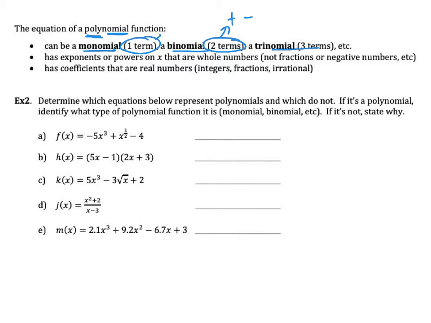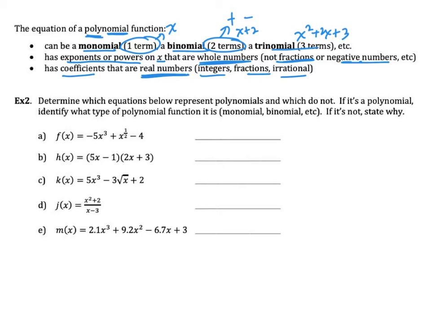So an example of a monomial would just be x. A binomial would be x plus 2. A trinomial would be x squared plus 2x plus 3. Right? So three terms or two terms separated by plus and minus signs. The exponents or powers on x have to be whole numbers, not fractions or negative numbers. The coefficients have to be real numbers. They can be integers. They can be fractions. They can be irrational. They just have to be real. So they can't be the square root of a negative number.